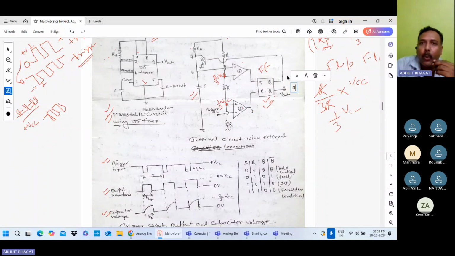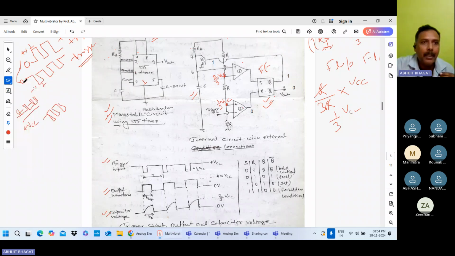And your Q is what? If Q bar is 0, then what will Q be? It will be the opposite, 1. Q is 1, meaning this Q is the input to this transistor Q1. So this Q is connected to the input terminal of the transistor Q1. So if the input is 1, that means this transistor is on. Okay, on. So if this transistor is on, in that case, this capacitor is discharged through this path.